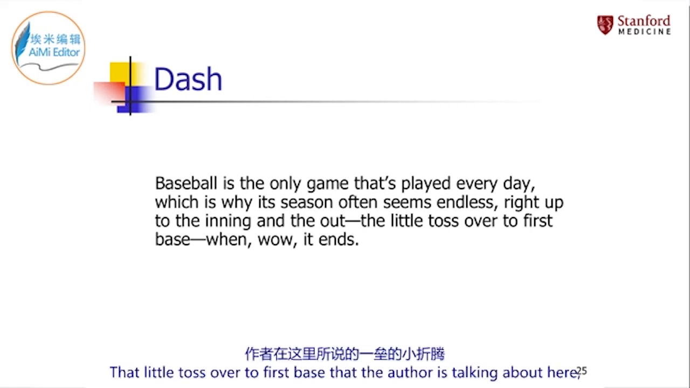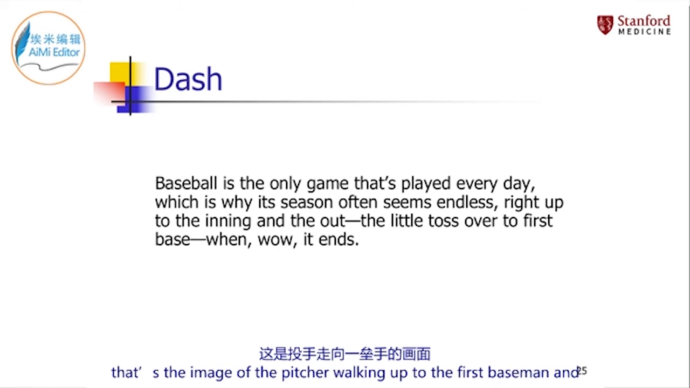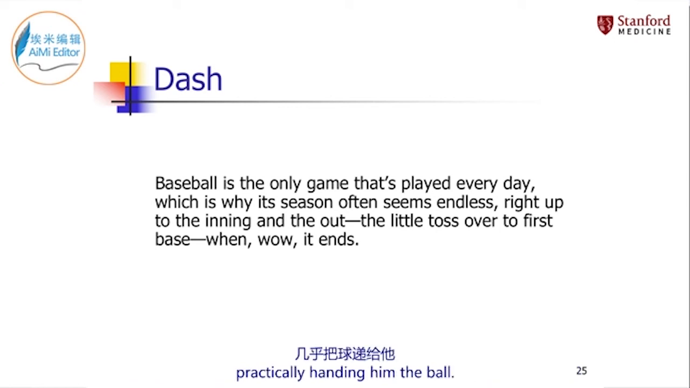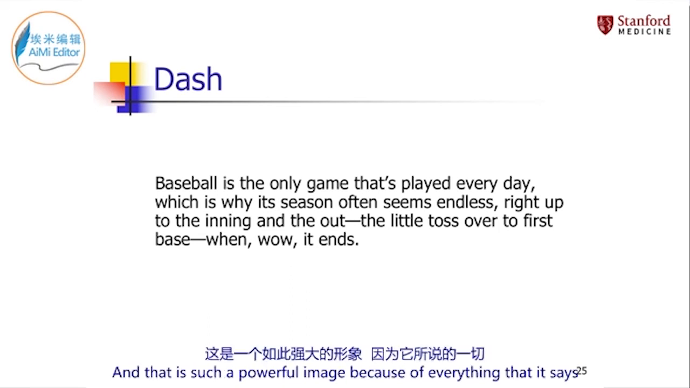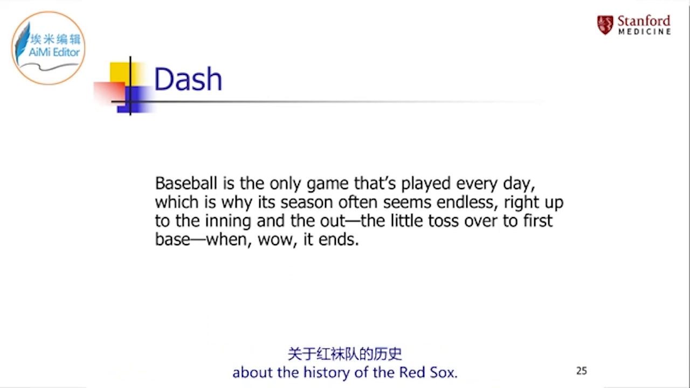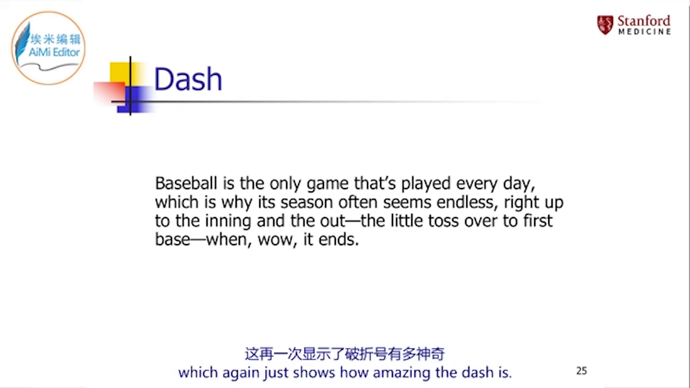That little toss over to first base that the author is talking about here, that's the image of the pitcher walking up to the first baseman and practically handing him the ball. And that is such a powerful image because of everything that it says about the history of the Red Sox. And it's stuck in there between 2 dashes, which again just shows how amazing the dash is.